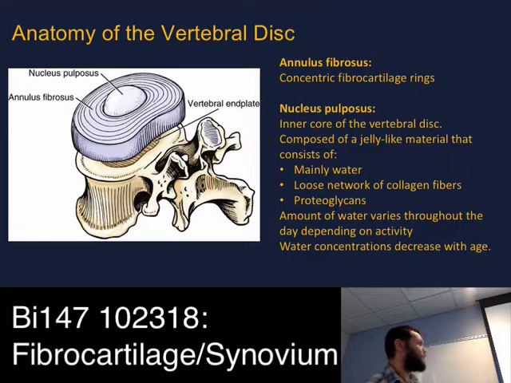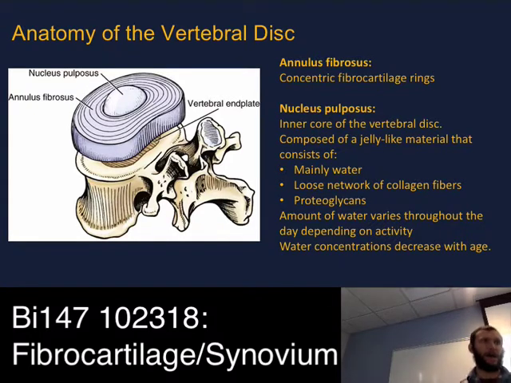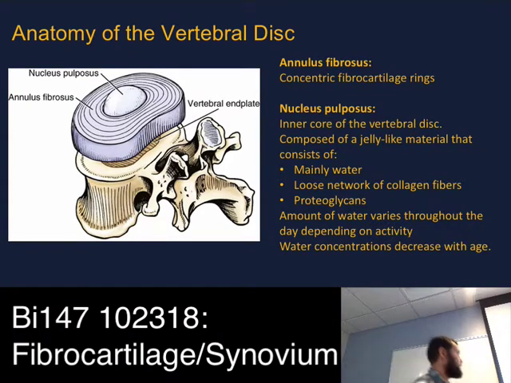This nucleus pulposus is at the core of this disc, and it's made of mostly water. There is a loose, less uniformly disposed mesh of collagen, but it's mostly water and proteoglycans.